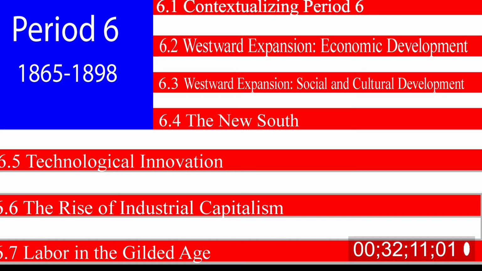The New South. So, it wasn't really new. Plessy v. Ferguson allowed segregation to be legal, sharecropping and light manufacturing replaced slavery. Technological innovations such as factories happened. That's all you need to know.